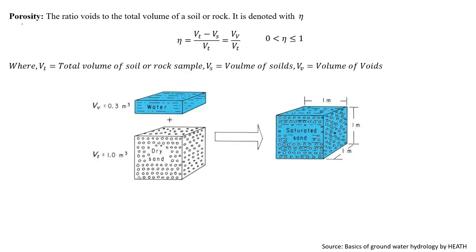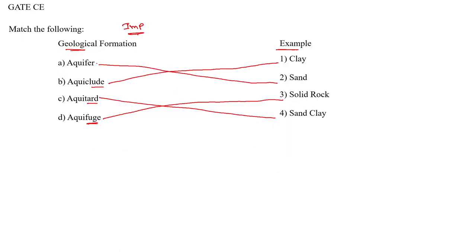Sir, actually, we got confused in this. Any shortcut to remember what is what? Okay, so fuge: no storage. I already told, no storage, no percolation. In this way, you remember.